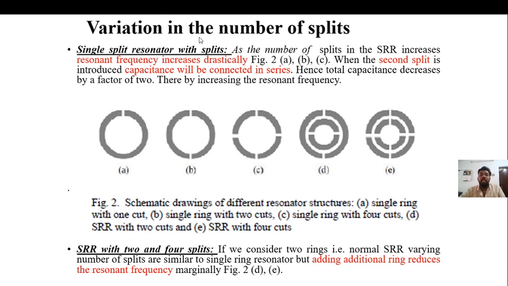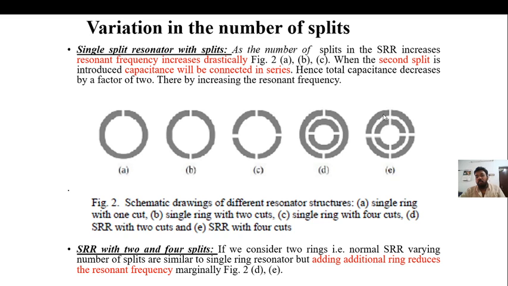What is the effect of variation in the number of splits? When you have only one ring, if we increase the number of splits, then automatically the capacitance will be connected in series. So the capacitance decreases by a factor of 2. Whenever the capacitance decreases, the resonant frequency increases.